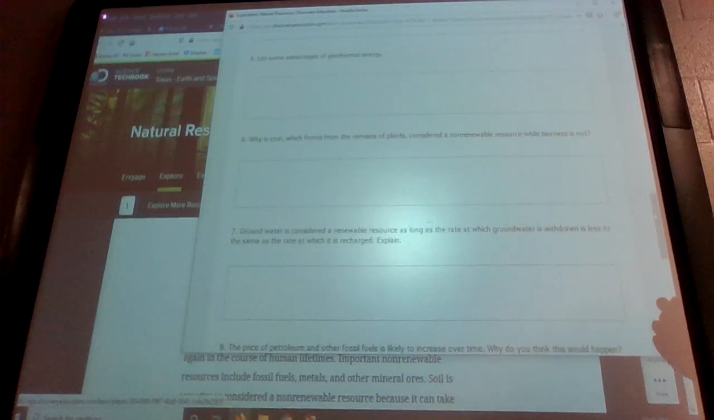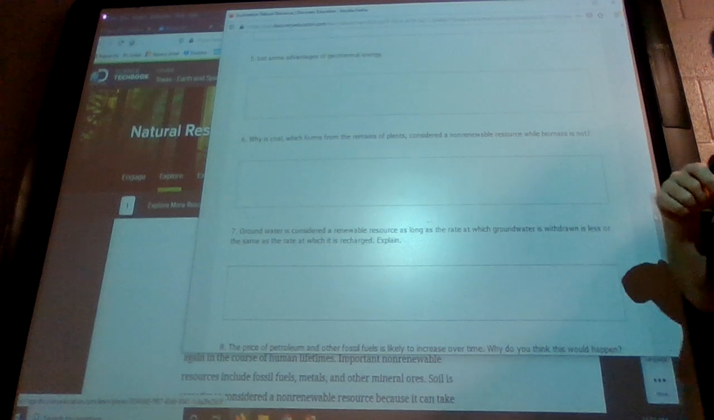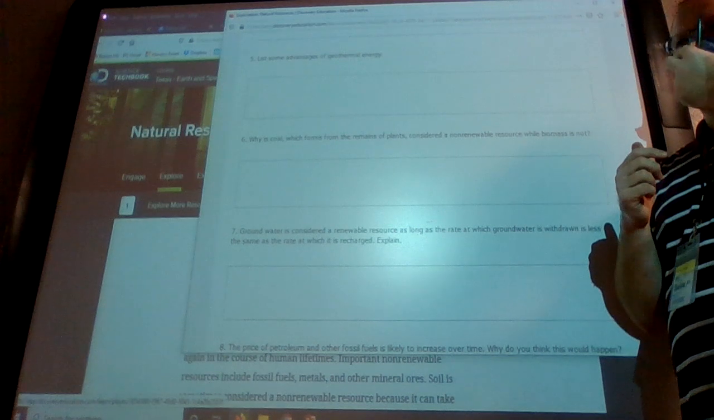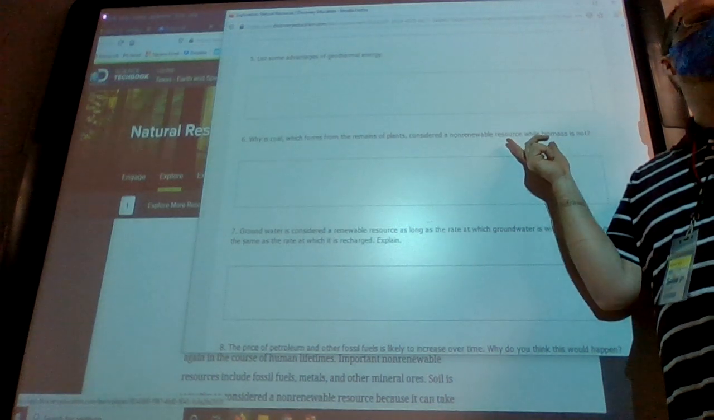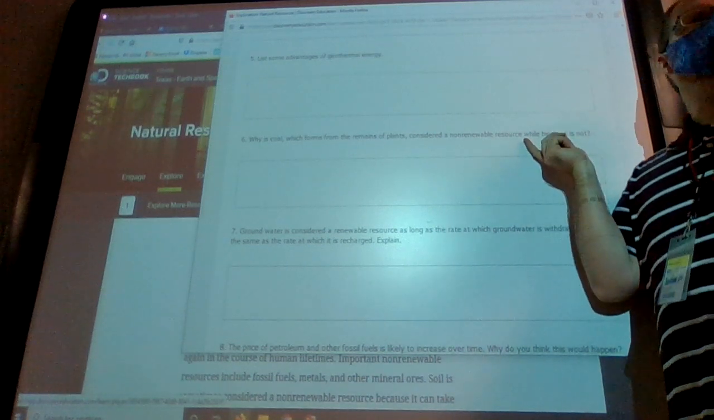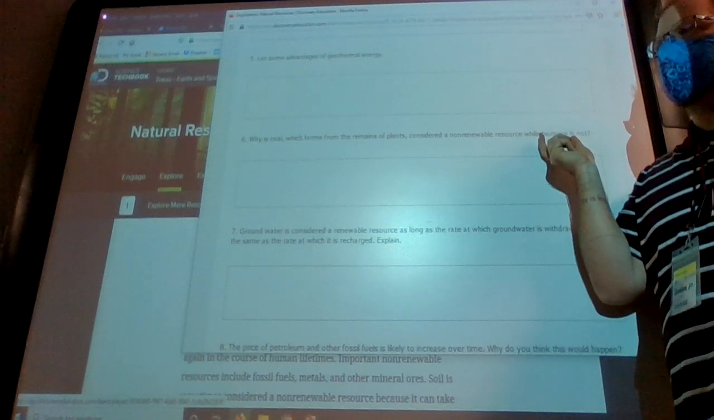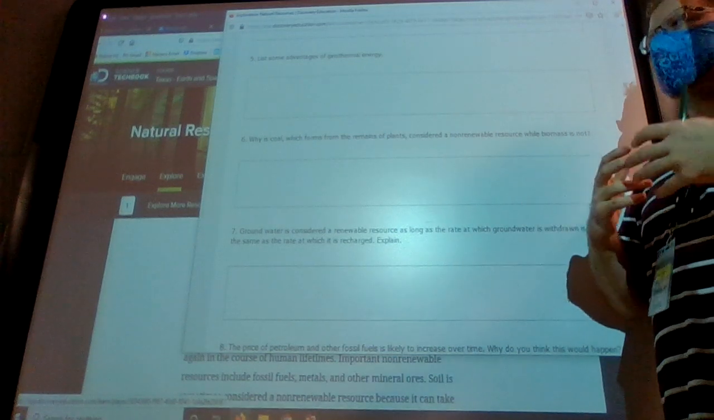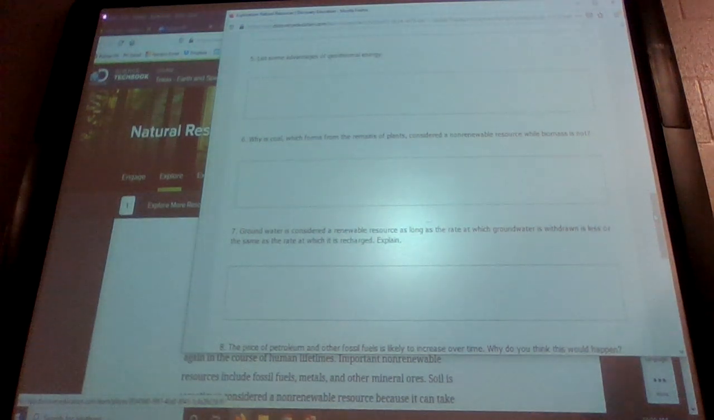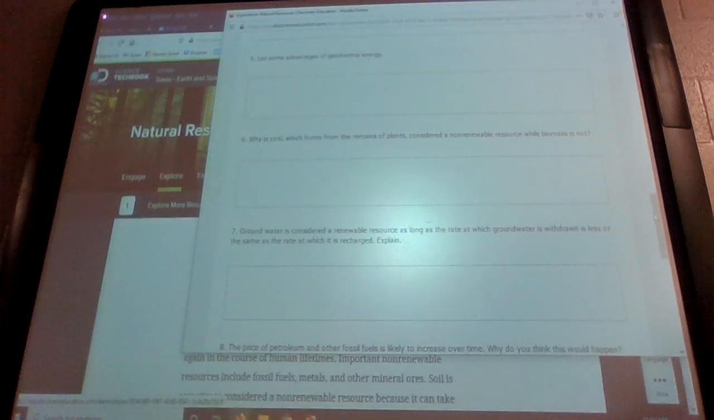Why is coal, which forms from the remains of plants, considered a non-renewable resource while biomass is not? Because when we burn up coal, it's going to take forever to remake it. Yes, and that's essentially one of the same questions you had on the constructive response. Biomass is essentially them talking about burning wood, or sometimes peat or something else like that. But yeah, wood you can grow in a much shorter period of time. Coal has to form in the ground over very long periods of time, and so coal we cannot create. We can only mine it from the ground. So non-renewable resource.